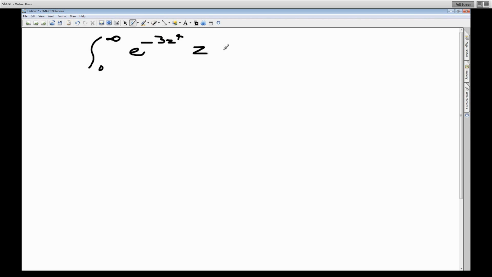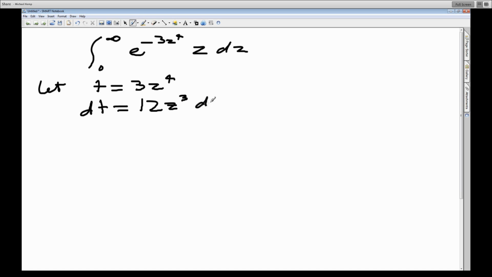z dz. So again, just like I said before, when you've got e to some power of a polynomial, let t be what's in the polynomial. But what we would like is a negative power, so we want it to die off, so the negatives need to stay there. And so taking differentials, dt is equal to 12z cubed dz.